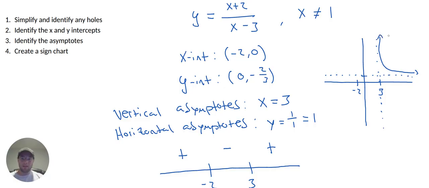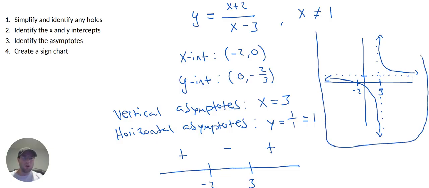And then when x is between -2 and 3, it's negative, and then it becomes positive after crossing through that x-intercept at -2. So we're going to start out down here, and we're going to come up and cross over and then follow along this asymptote right here. And that will complete this problem. That will be our final answer here. This graph.